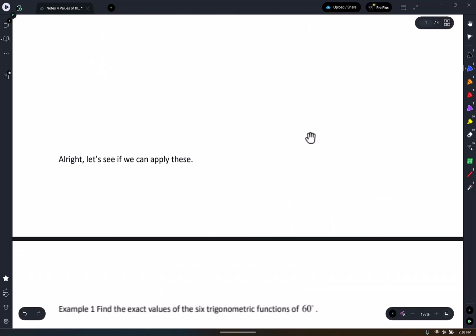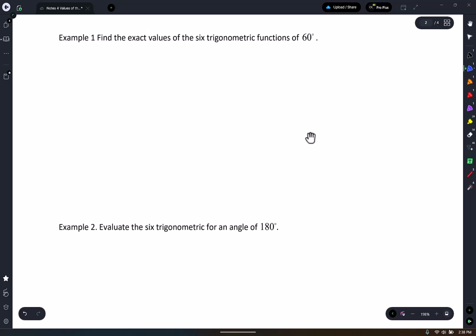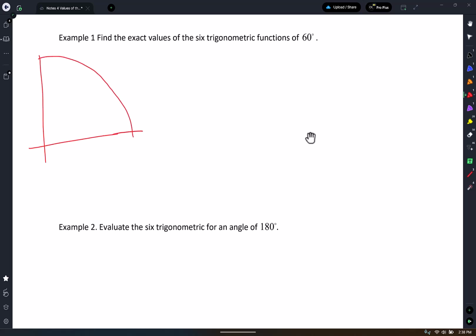Let's see if we can apply some of this. So, example 1. I'm going to go slow. It says, find the exact values of the 6 trigonometric functions of 60 degrees. I'm going to sketch the unit circle here, just the first quadrant, and say this is 60 degrees right here. I'm going to put a coordinate at 60 degrees. The x coordinate is 1/2, and the y coordinate is square root of 3 over 2.